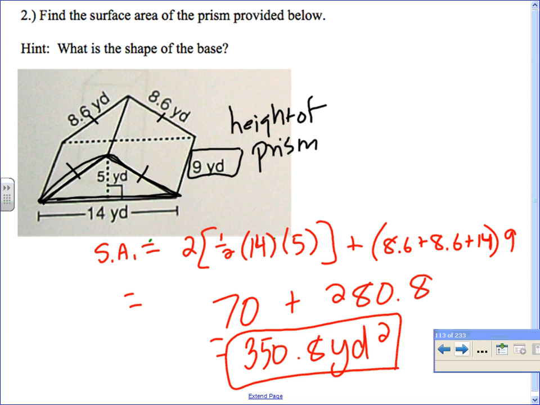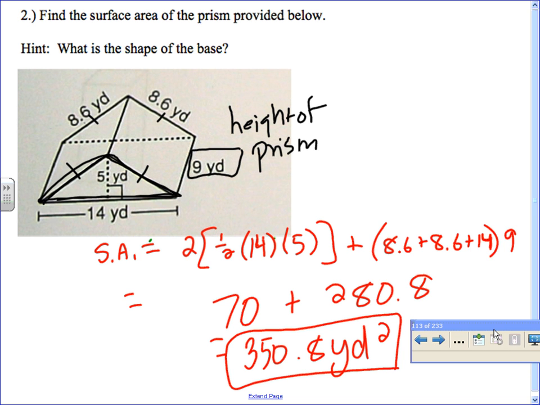Okay, real quick, questions. Jeremy, real quick. Add them all up. 14 plus 8.6 plus 8.6. When you find the perimeter of a triangle, you add up all the sides. Okay, I'll talk more about this Monday. Raise your hand if you got it. I know that was quick.